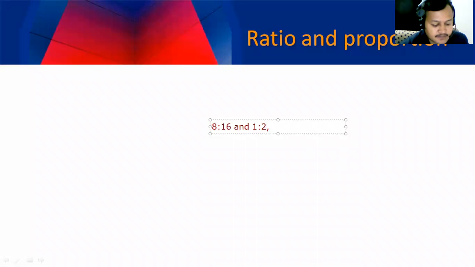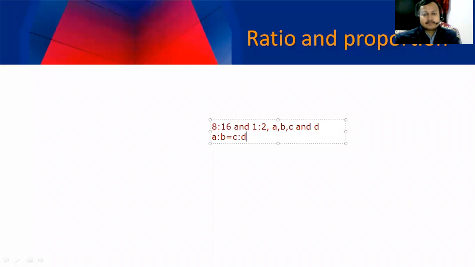If there are four numbers A, B, C and D, and these are in proportion, we can say that A is to B is equal to C is to D. This is the simple meaning of proportion. If four numbers are in proportion, we can write that the ratio of the first two numbers is equal to the ratio of the remaining two numbers.